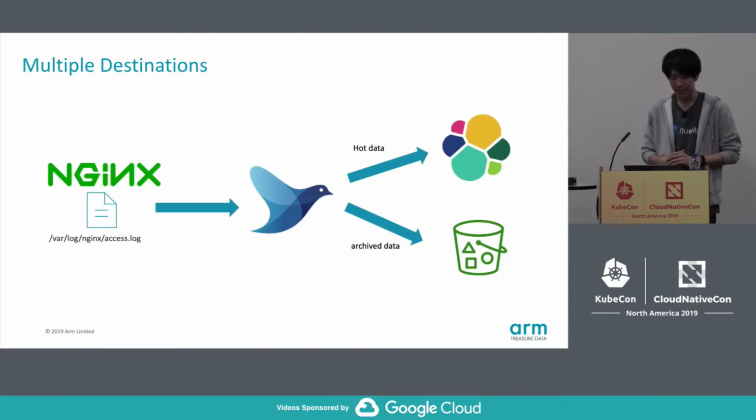configuration. And sometimes users want to send data to multiple data stores. We support these cases. In this example, NGINX access log data is sent to both Elasticsearch and Amazon S3 with Fluentd.